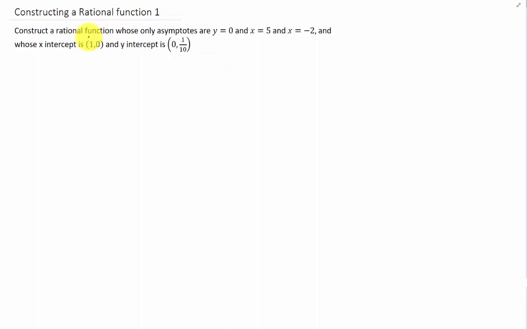Now let's construct a rational function whose only asymptotes are y equals 0, x equals 5, and x equals negative 2, and also that has an x-intercept of (1, 0) and a y-intercept of (0, 1/10). Okay, that's a lot of information. Let's try to break it down piece by piece.